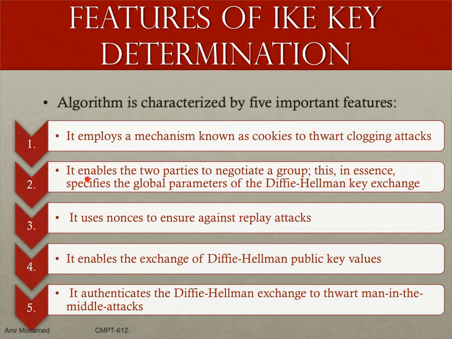Another thing is that it enables the two parties to negotiate a group. What is that group? Well, the Diffie-Hellman itself works as we described before. We exchange a public key, okay? Based on this public key, we can calculate a shared key, right? So we described that before. This public key itself, if it has a certain length, the larger this length is, the larger the shared key is, the more secure the communication will be, right?